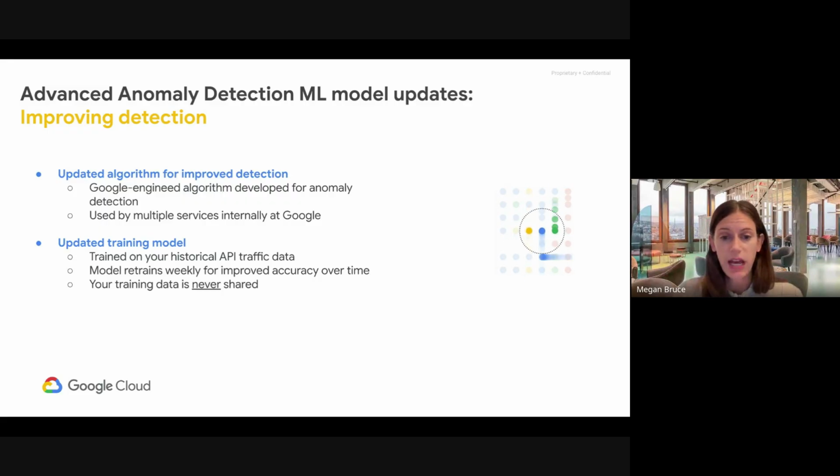It's retrained weekly, even hourly, for improved accuracy over time. So this continues to get better with the more data that it has, like any machine learning model. And the most important thing is that your training data is never shared. So this is your historical traffic data. Your model is trained for your environment. And so that data is never shared for training purposes with any other customer.